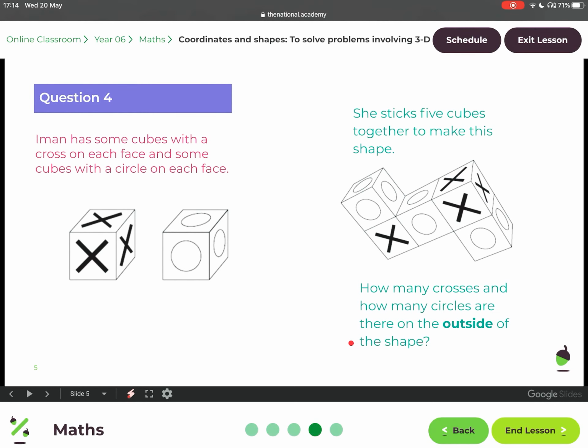Question 4. A man has some cubes with a cross on each face and some cubes with a circle on each face. She sticks 5 cubes together to make this shape. How many crosses and circles are on the outside of the shape? So there are 10 circles on the outside which are visible, and there are 8 crosses on the outside.